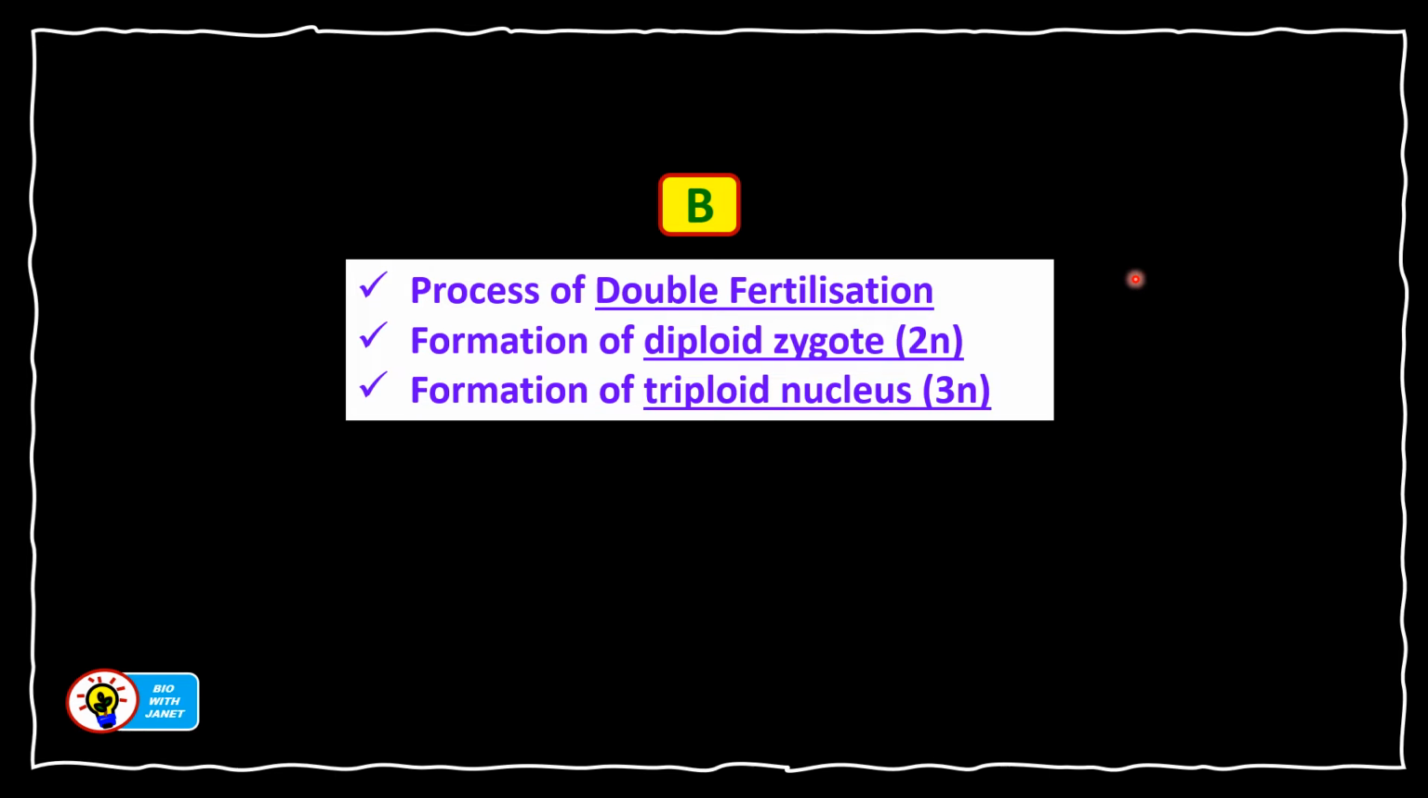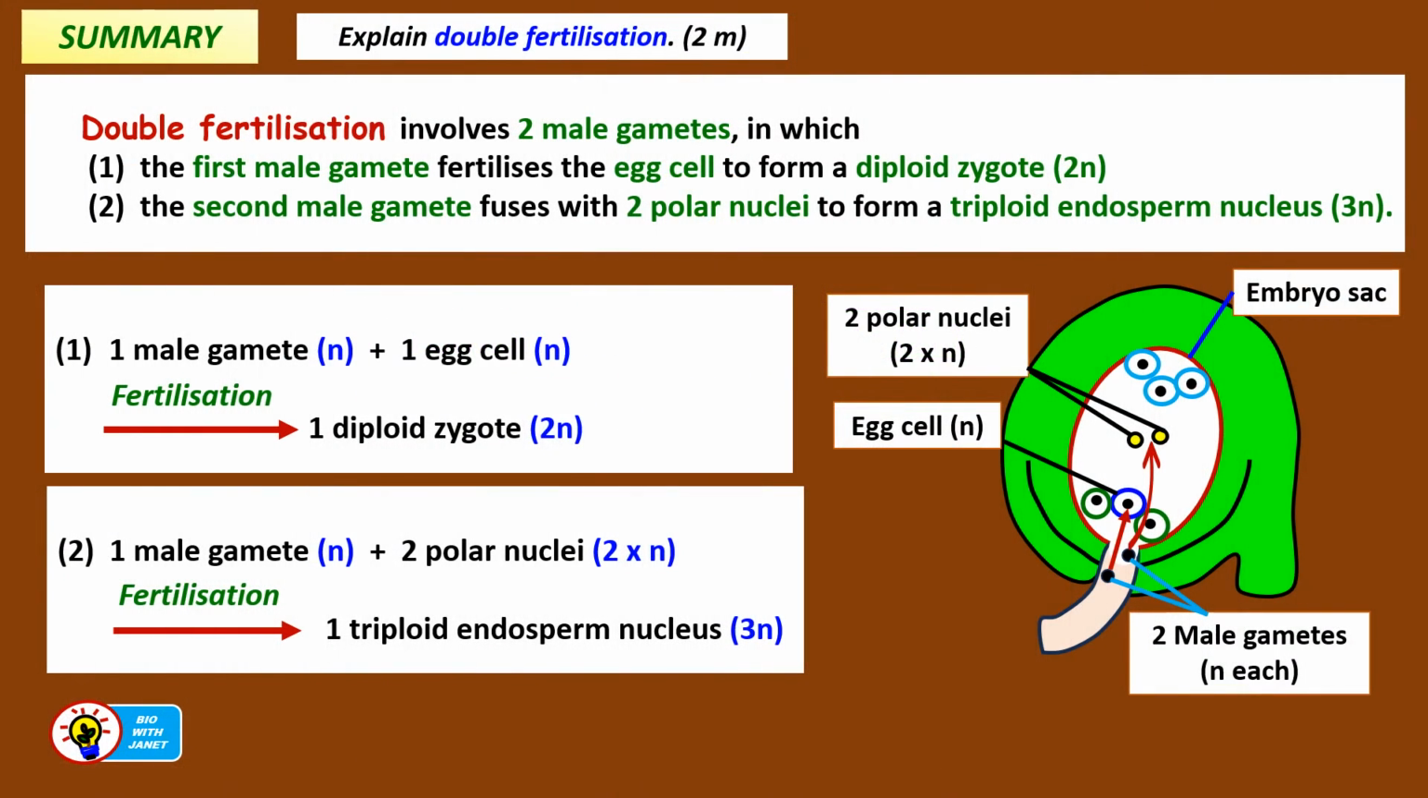Okay, so in this section B, we are going to repeat what we have mentioned earlier in the previous slides. The process of double fertilization and the formation of the diploid zygote and the triploid nucleus. We already discussed it in the previous slides. So, summary on double fertilization. It's good to repeat again and again what double fertilization is, in order to understand and remember it.